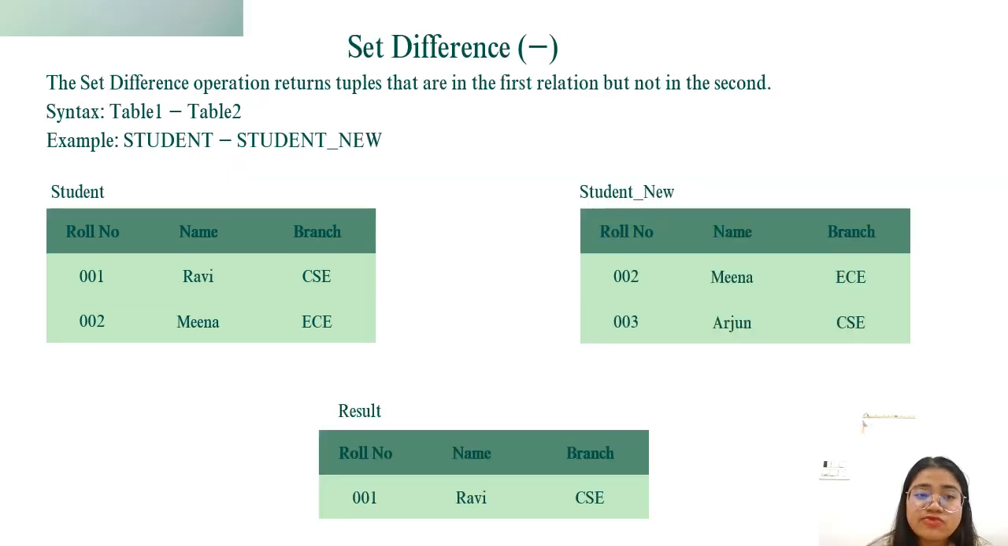Next, we have set difference. The set difference operation is going to return the tuples that are in the first relation but that are not in the second relation. So here we have two tables, student and student new. In the student table we have roll number 1 and 2, and in the student new table we have 2 and 3. So it's going to return the roll number 1 because it's there in the first table but it is not there in the second table. So that is the use for the set difference.